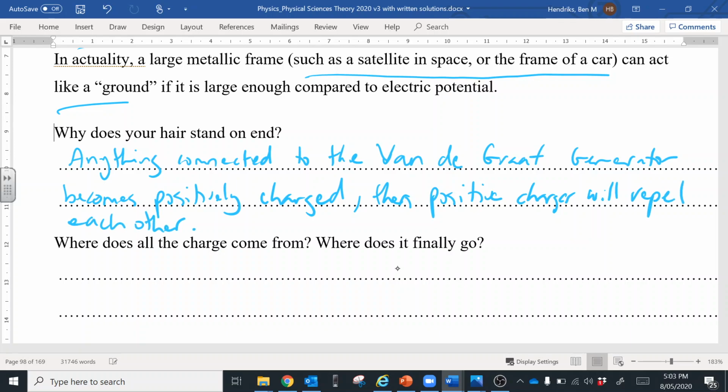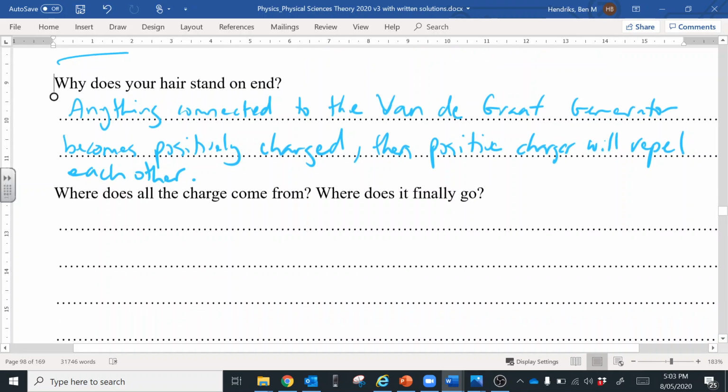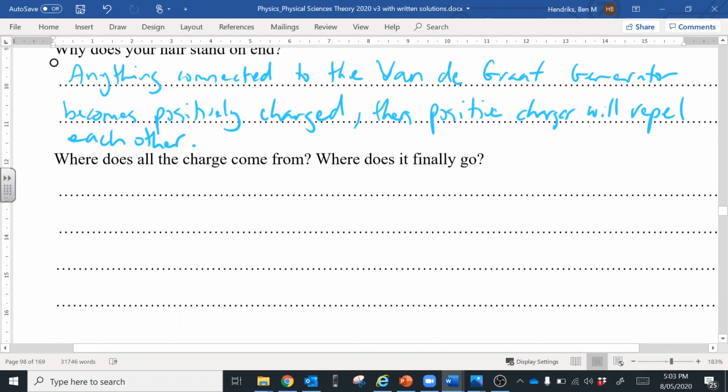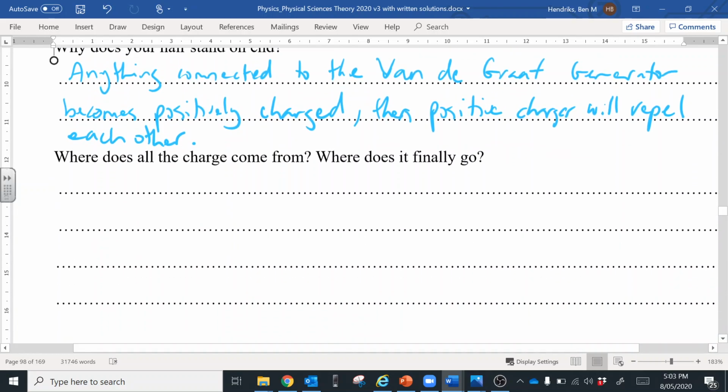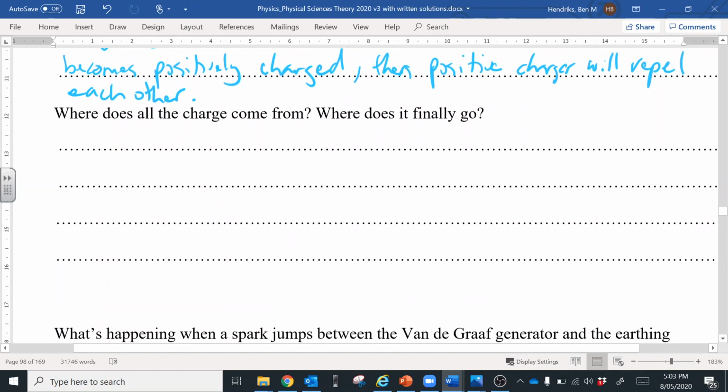And it doesn't just happen to hair. Another example of this is putting, say, tin foil, like pie tins, on top of the Van de Graaff generator, and then they will all start to fly off as the electrostatic force builds up enough to overcome gravity, essentially. So basically, those are the forces acting on it, gravity and the electrostatic forces. So once those repulsion forces are big enough, then the hair will stand on end.